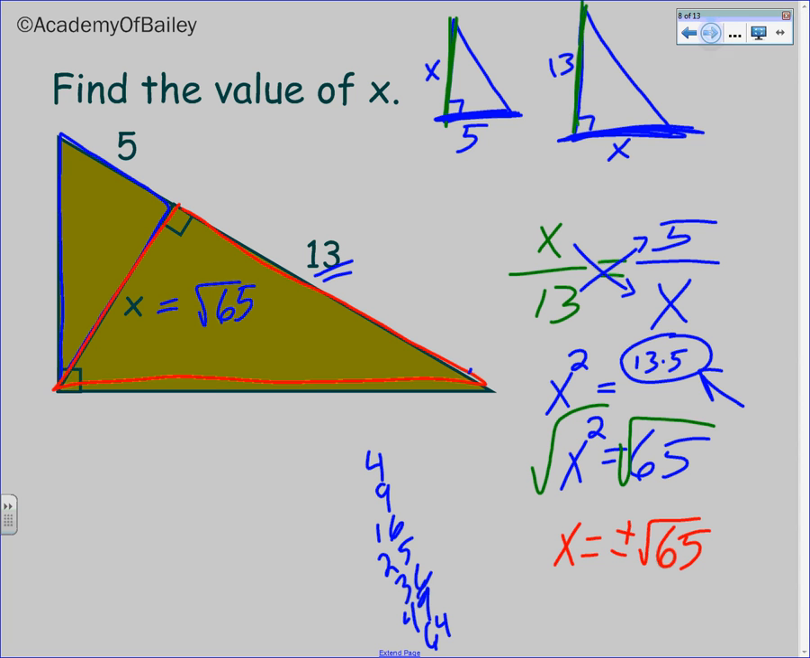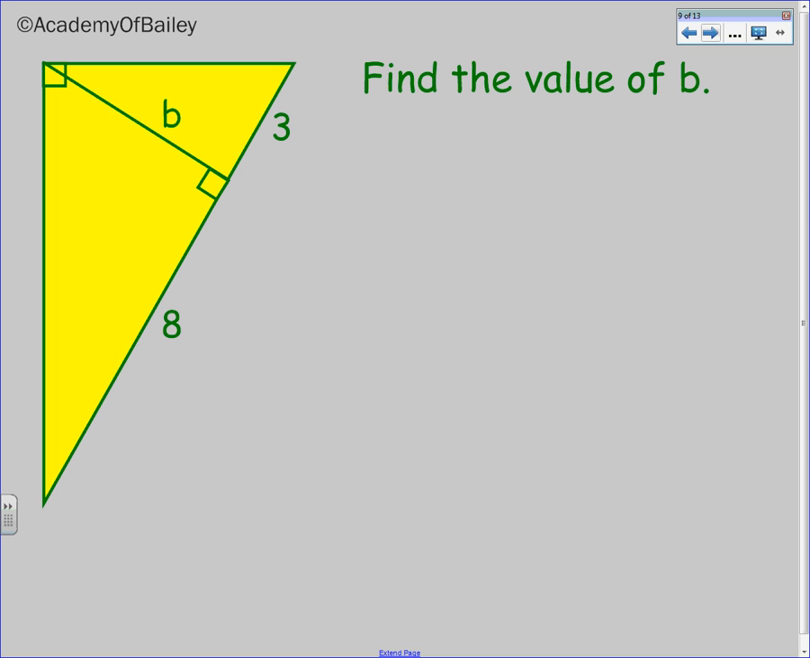This next one I would like you to try on your own. It's basically the same problem, just different numbers. So you try it on your own, and then hit play when you're ready to go.